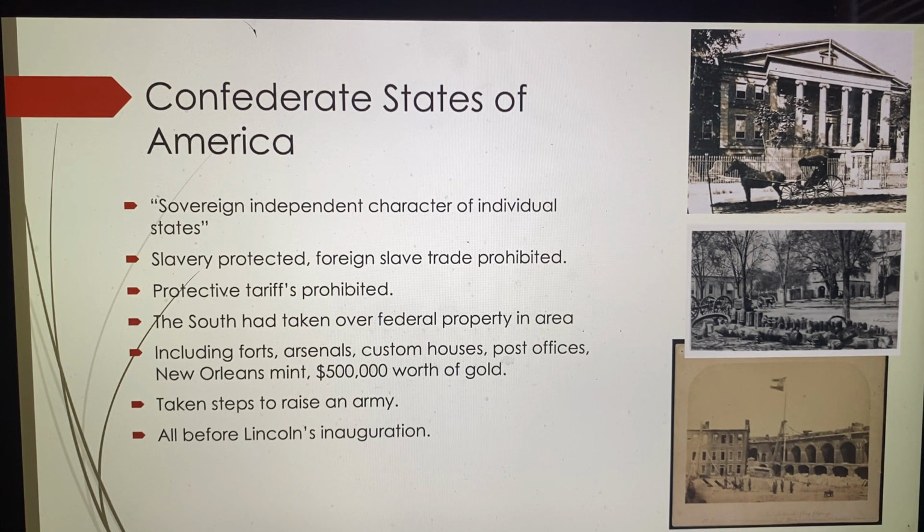They had already taken these steps, and even steps to raise an army. They had already started raising an army. All of this happened before Lincoln was even inaugurated. So they just had plans that this would happen and that their plans would go in. They already anticipated Lincoln becoming president and what they would do.